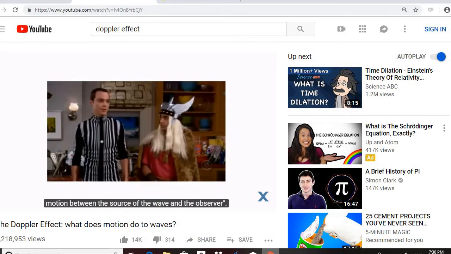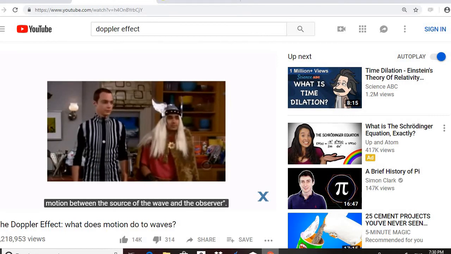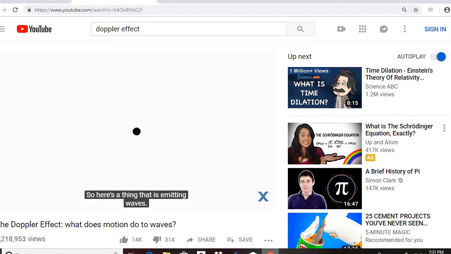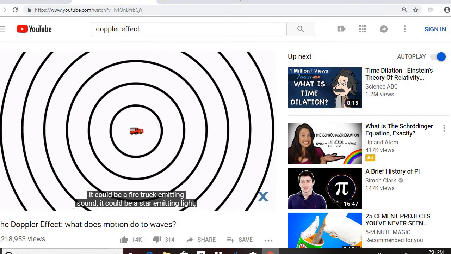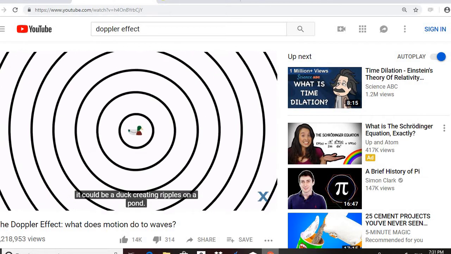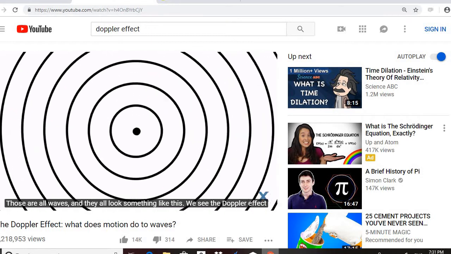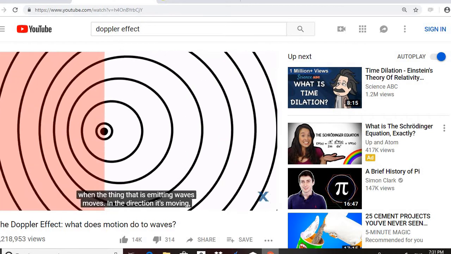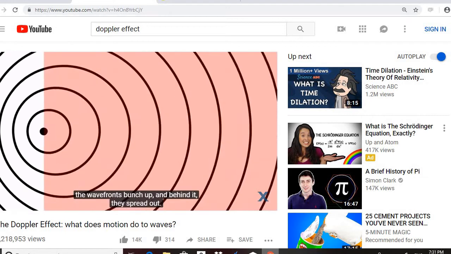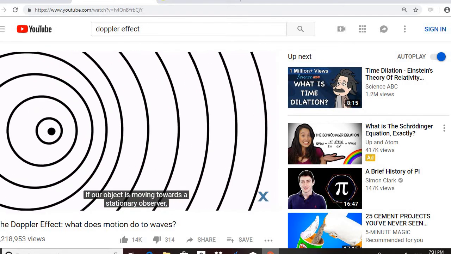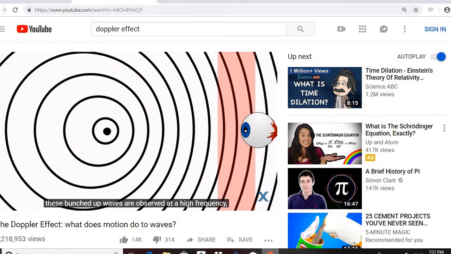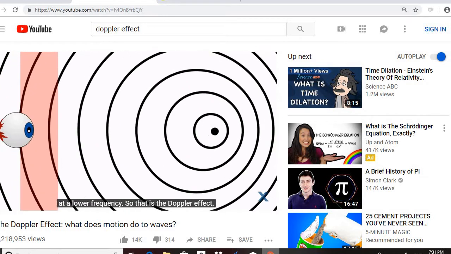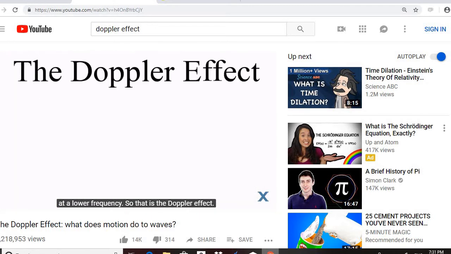Frequency of a wave caused by relative motion between the source of the wave and the observer. The Doppler effect is perhaps best explained visually. So here's a thing that is emitting waves. It could be a fire truck emitting sound, it could be a star emitting light, it could be a duck creating ripples on a pond. Those are all waves, and they all look something like this. We see the Doppler effect happening when the thing that is emitting waves moves. In the direction it's moving, the wavefronts bunch up, and behind it they spread out. If our object is moving towards a stationary observer, these bunched up waves are observed at a high frequency, and if the object is moving away from a stationary observer, the waves are observed at a lower frequency. So that is the Doppler effect.